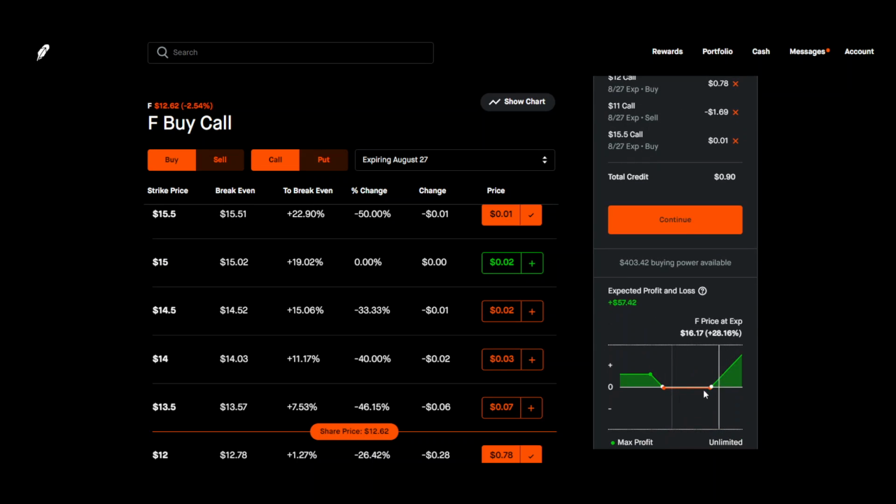So now you can see that we can profit on both sides. Now the max loss has changed to $10. So we'll get $90 to put this in place.